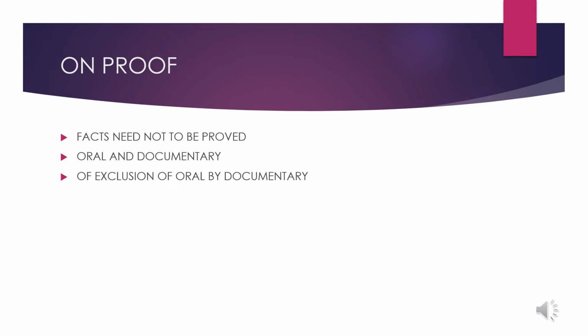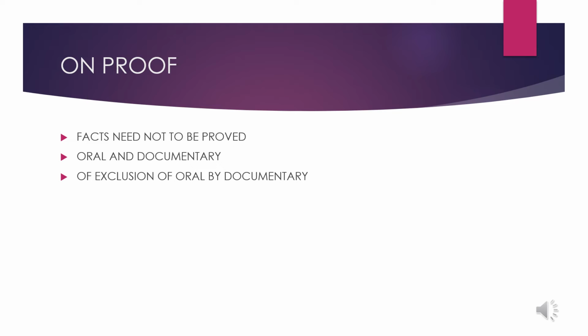Then the second thing is oral and documentary. Actually, these are the modes of proof. Oral evidence. How will you produce oral evidence? By witnesses. And then there is documentary evidence. It is further classified into public documents, private documents, and all.